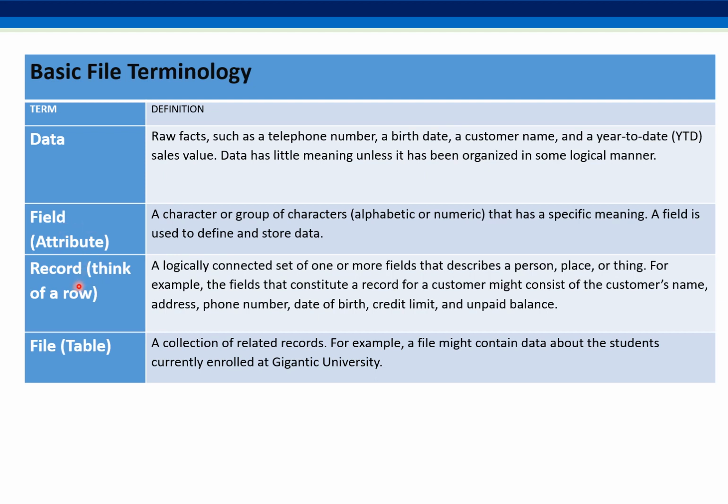All right, record. So record, think of the row, but it would go across for just that one person, place, or thing. So if I'm the employee, it would be Linda Ammon's phone number, Linda Ammon's birthday, Linda Ammon's address. And a file, I like to think of as a table. So it's a collection of those records. Okay? Now you put all those tables together, and then you would have your database.